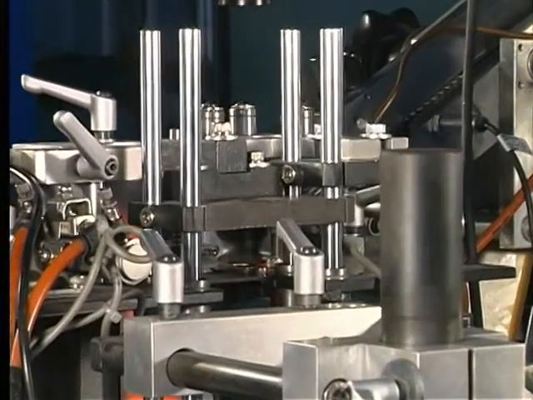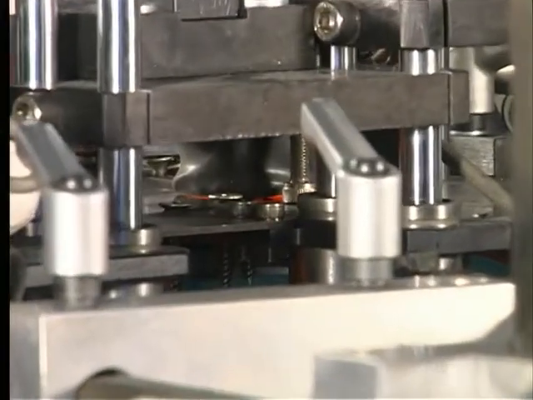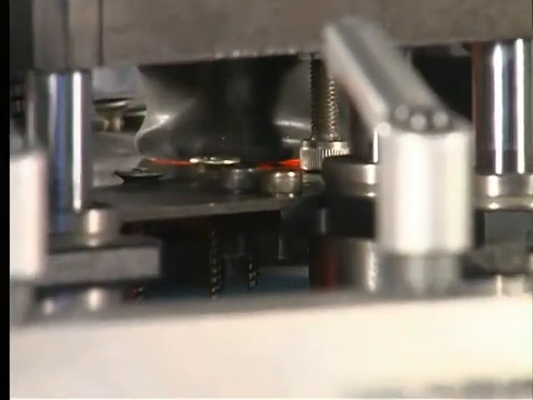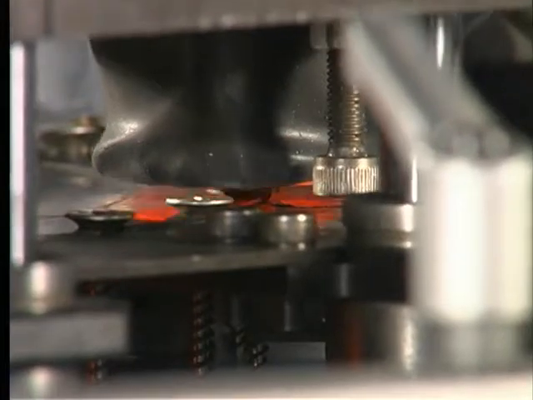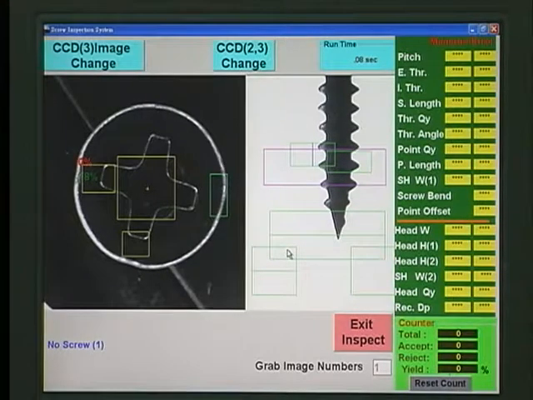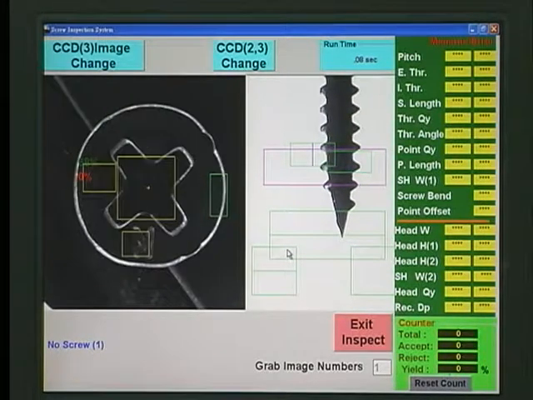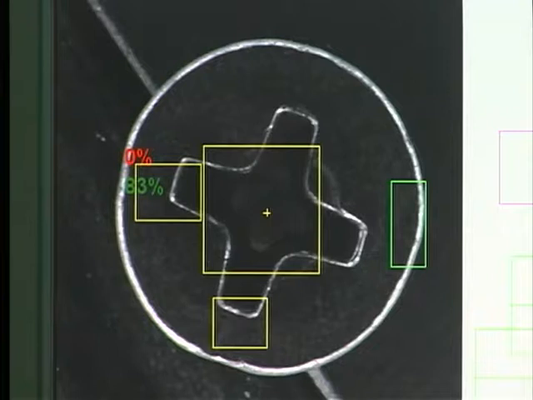Use this feature to check if there is any mark on the head, or to separate screws with different kinds of marks. The system compares the grabbed images with the sample taught to the program and screens out the screws below the acceptable level of similarity.